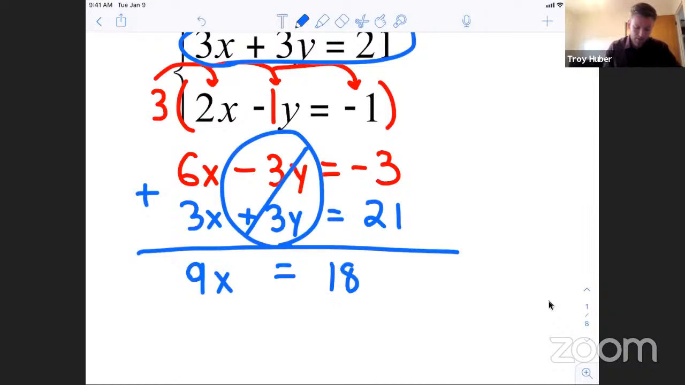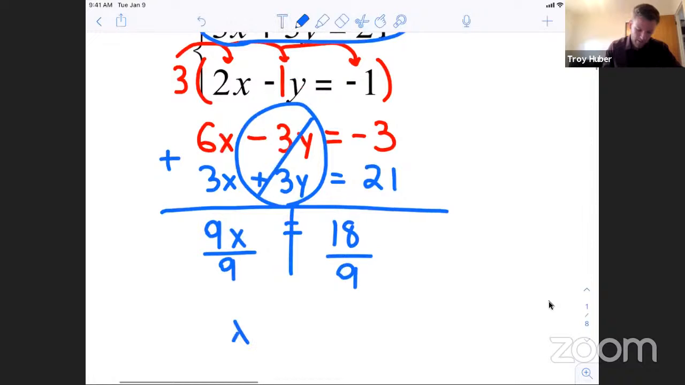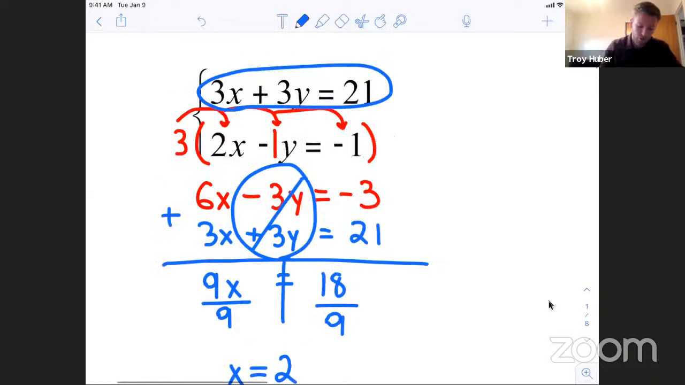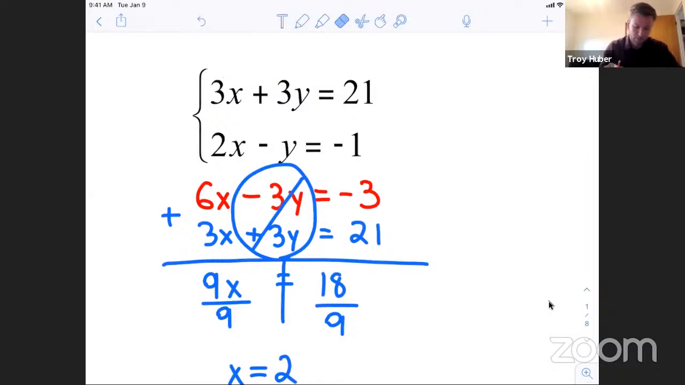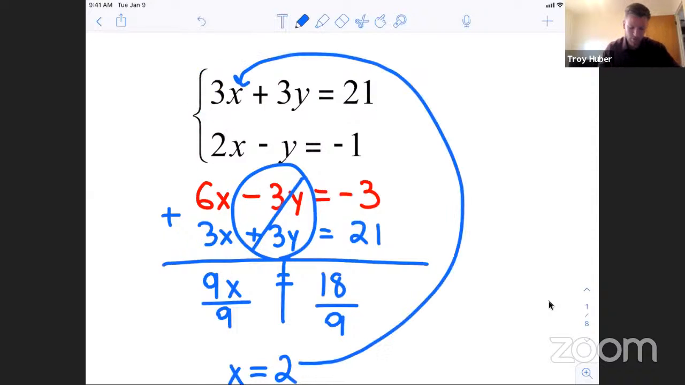So then I'm just going to solve for x. I'll divide each side by 9, and we should get x is equal to 2. Okay, now it doesn't matter where you plug this x is equal to 2 into. I always tell students one of our original 2 equations. So maybe I'll plug it into this equation here. So I'm going to take my 2, plug it in for x all the way up here.